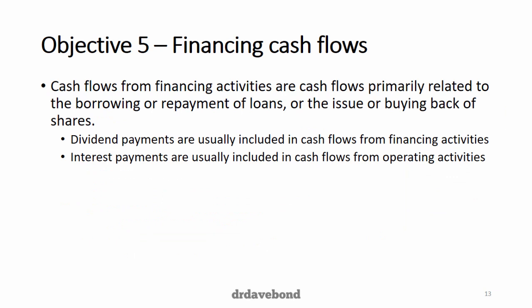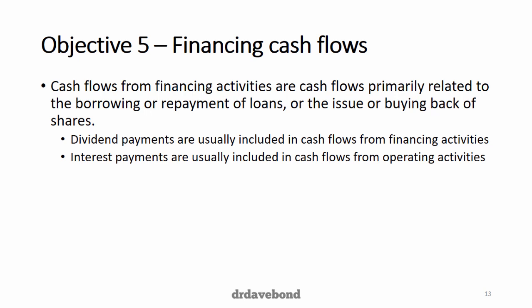The final set of cash flows, and this is the final bit before we get into the example, is financing activities. And these cash flows primarily relate to debt or equity. So are you borrowing money? Are you repaying money? Or are you issuing or buying back shares? Now, there's a couple of little things just to be aware of with this, is that dividend payments and interest payments get treated differently. Dividend payments are usually included in cash flows from financing activities, and interest payments are usually included in cash flows from operating activities. And for this subject, that's how we'll treat them.